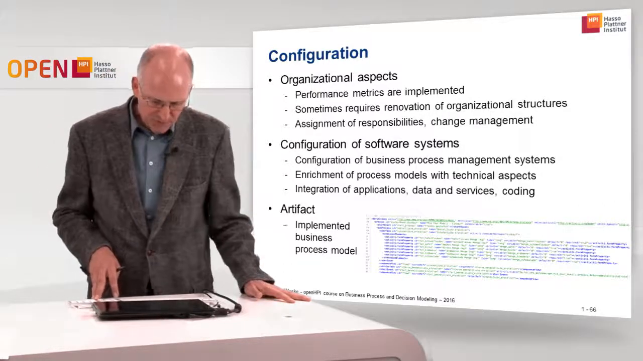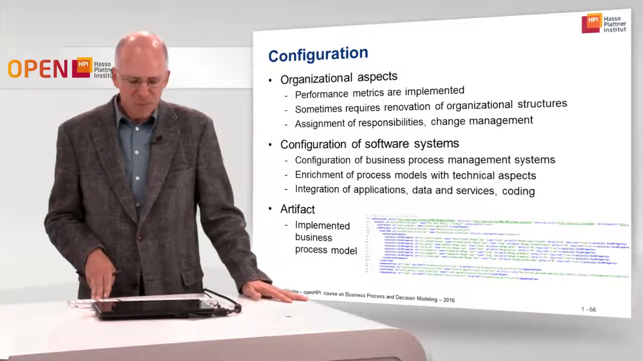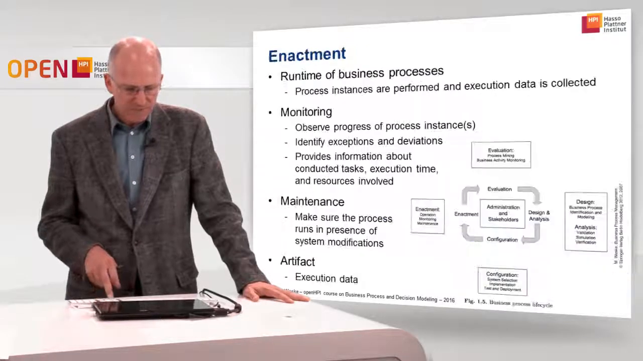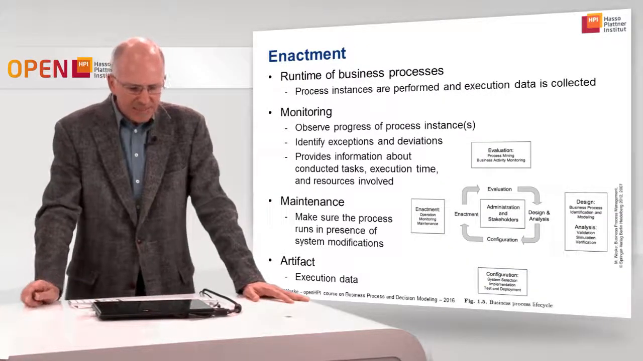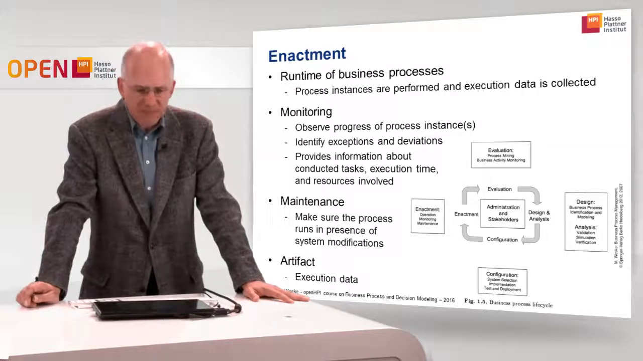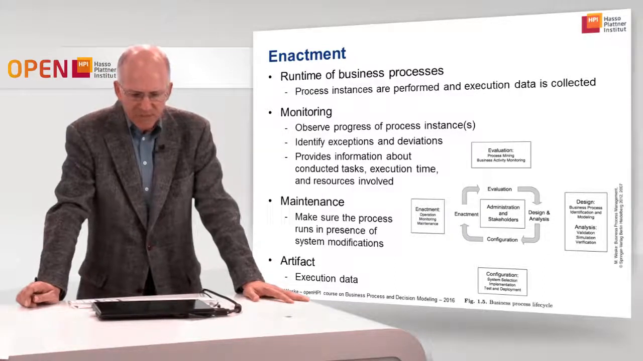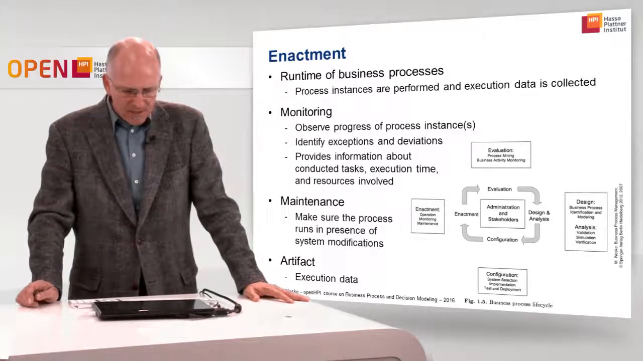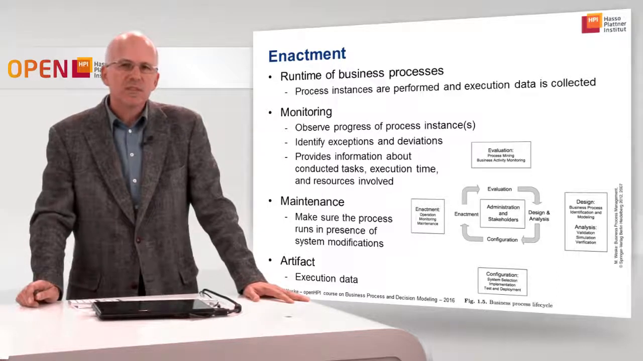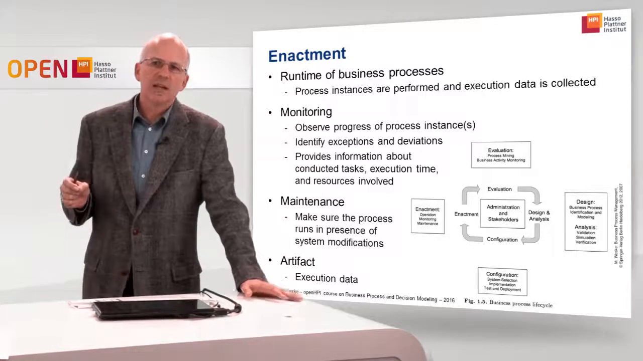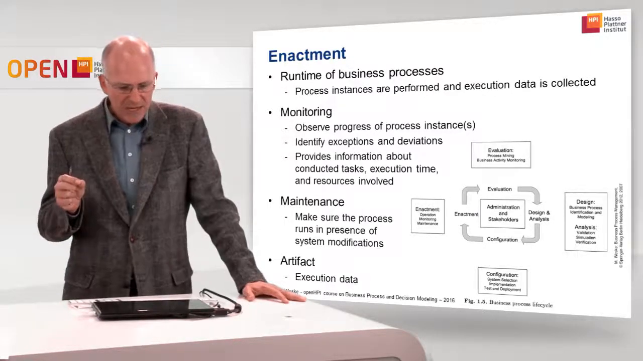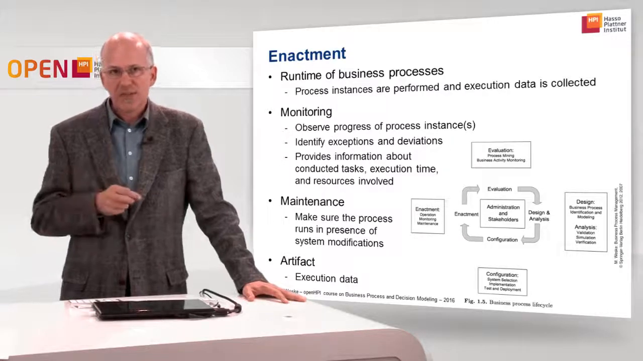To make this slide a bit more interesting, we also added this XML document related to the Activiti process engine. The enactment phase is basically the runtime of the business processes. So process instances are performed and execution data is collected. The execution data is very important, since when we collect it, we can later check whether the process instance actually behaved or executed exactly as specified in the process model.